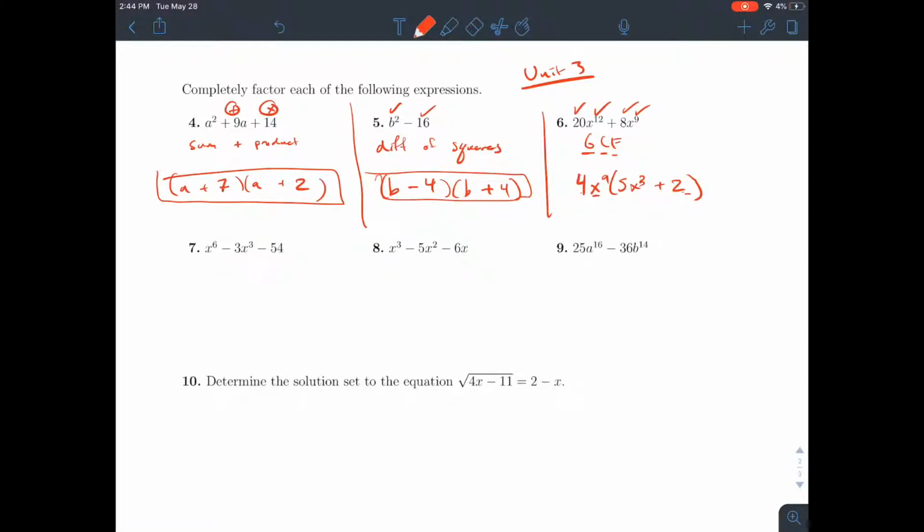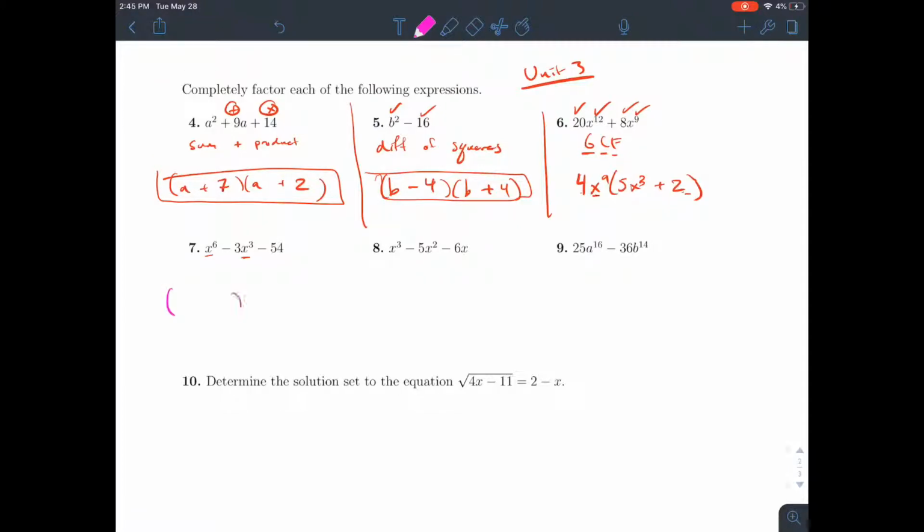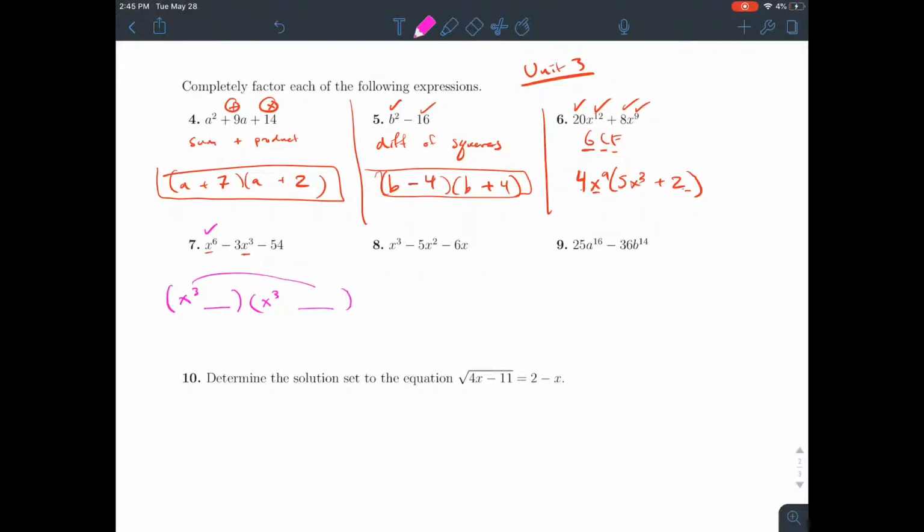For this one, it looks a lot like a sum and product problem, but what's strange is you have x to the 6th and x cubed. However, if you think about it like a sum and product problem, you can see that x cubed times x cubed will give you x to the 6th. And then whatever these numbers are, when you distribute these and you combine the terms, you'll have 2 x cubed terms that when you combined don't change the power. So sum and product actually works on this one too. So we're looking for two numbers that sum to negative 3 and have a product of negative 54. That will be negative 9 and positive 6.